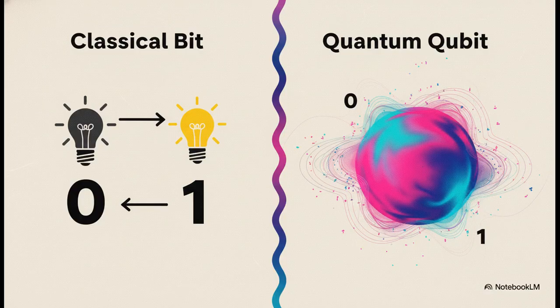Okay, so here is where everything gets interesting. The classical bit, as we said, is stuck being either a 0 or a 1. The qubit, though, it introduces this fascinating new option. It can be a 0, it can be a 1, or it can be a combination of both at the exact same time. And that little phrase, a mix of both, is the absolute game changer.